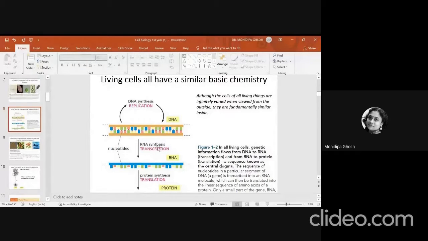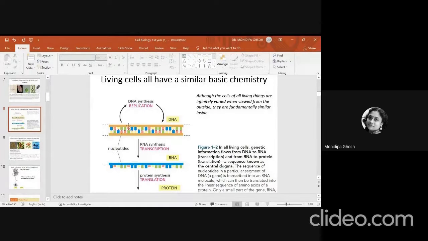synthesis is called transcription. The ribosome is the cell organelle which helps in transcription. And after transcription, from RNA to protein, the building blocks are comprised of different amino acids.